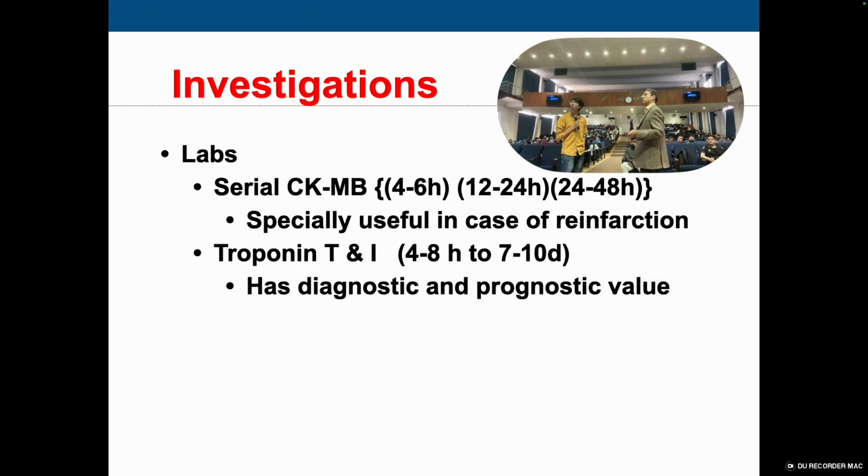Then you go for troponin T and troponin I, or you can do any of these. This starts rising in 4 to 8 hours and remains there for 7 to 10 days. So this has diagnostic as well as prognostic value. The larger the troponin, the more is the damage. This means the worse is the prognosis.